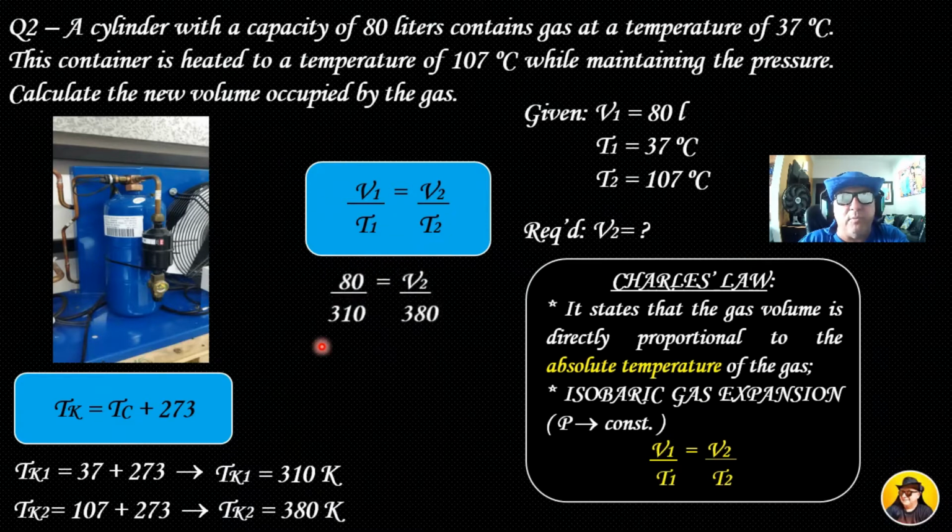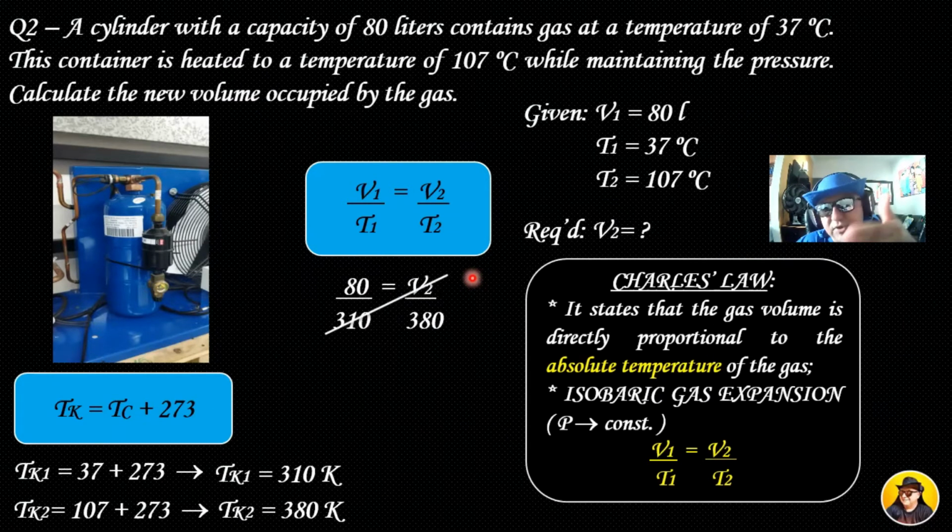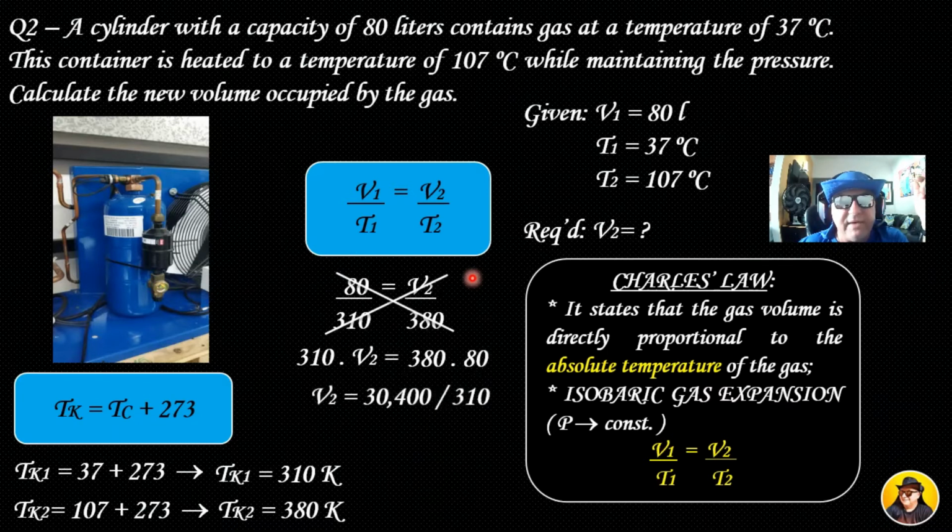Now plug into the formula. We have that V1 is 80, T1 in absolute temperature is 310, V2 I want to find, and 380 is the absolute temperature in Kelvin. See the way I used to do this. Let's multiply crosswise: 310 times V2 and 380 times 80. So 380 times 80 gives us 30,400 divided by 310. Doing this division, V2 is about 98.06 liters.